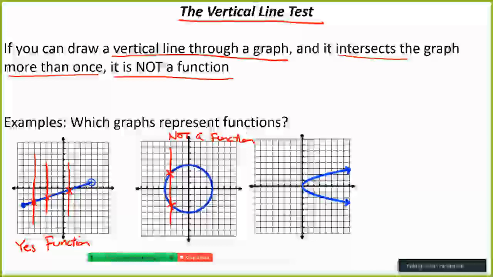Let's try another one. This sideways parabola, this U-shaped graph. So you're probably already seeing it. If you draw a vertical line right here, boom, it hits it twice. So this is also not a function.